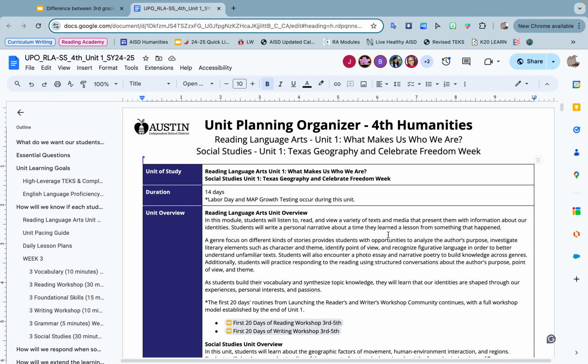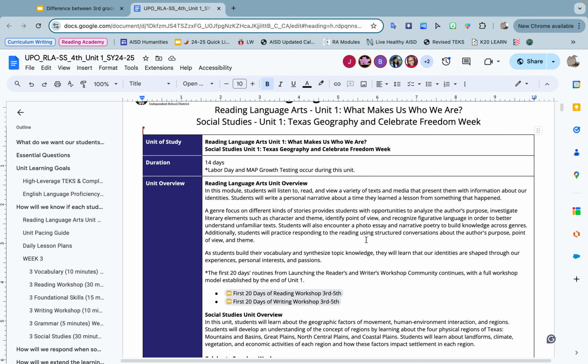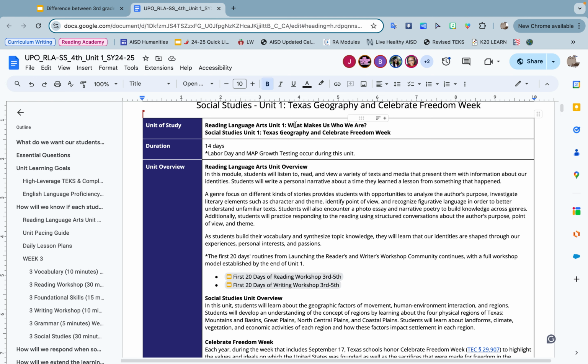So coming back to the unit planning organizer, at the top, you've already talked about the reading language arts section of this unit planning organizer, and that unit 1 was based off of the HMH module. And then right below that, you see the social studies unit. And in this case, it's Texas Geography and Celebrate Freedom Week. When we get into the top box, we also see the title of the Reading Language Arts unit and the title of the Social Studies unit.